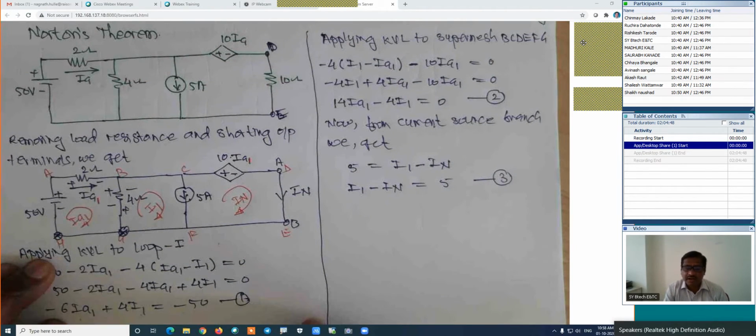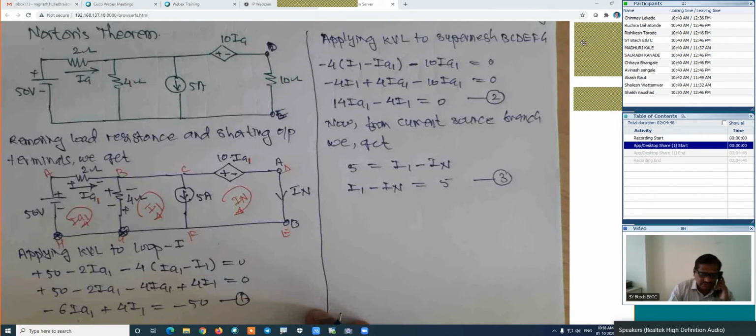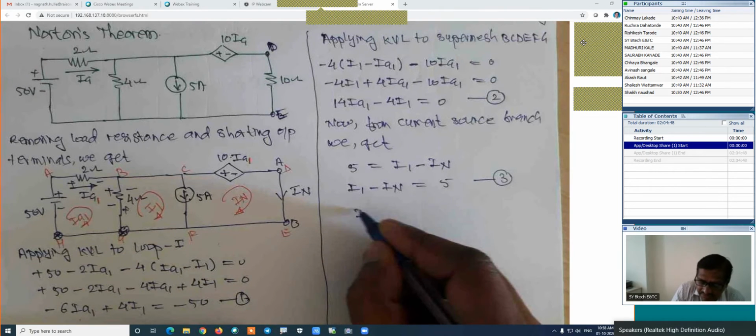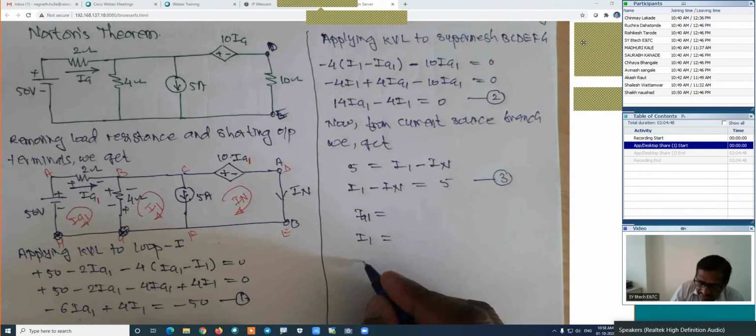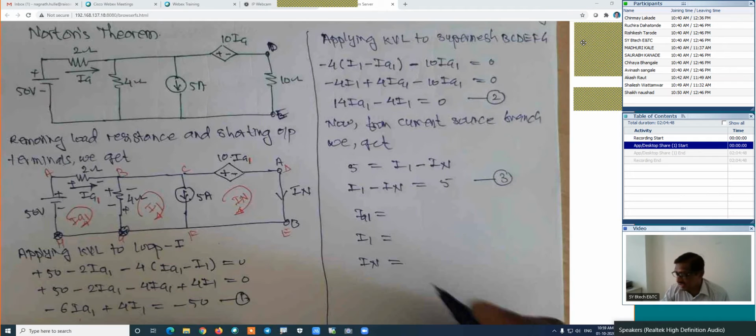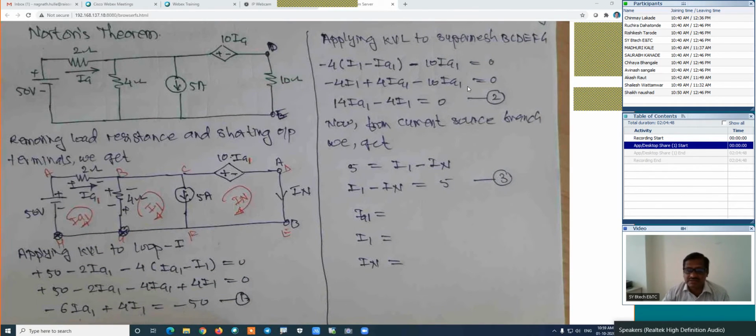Is it right? Now here in this case, we have 3 equations and 3 unknowns, and we will solve these equations and find out the values of the unknowns. I am expecting the answers from your side. How much is IA1 first? Then I1, and how much is the value of IN, and we are interested in IN, which is the Norton's current. I am waiting for your answers.